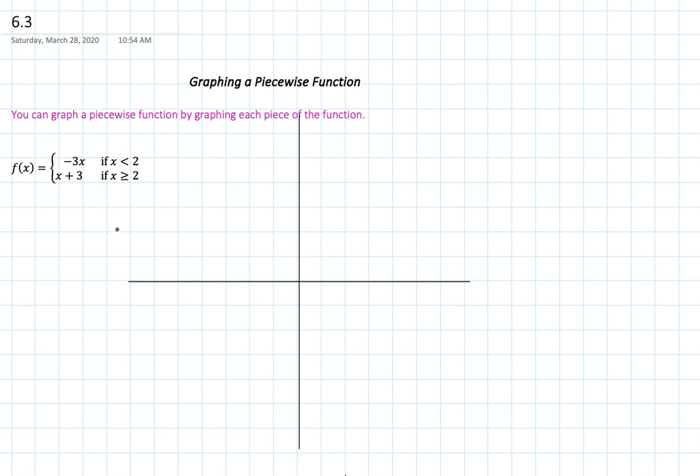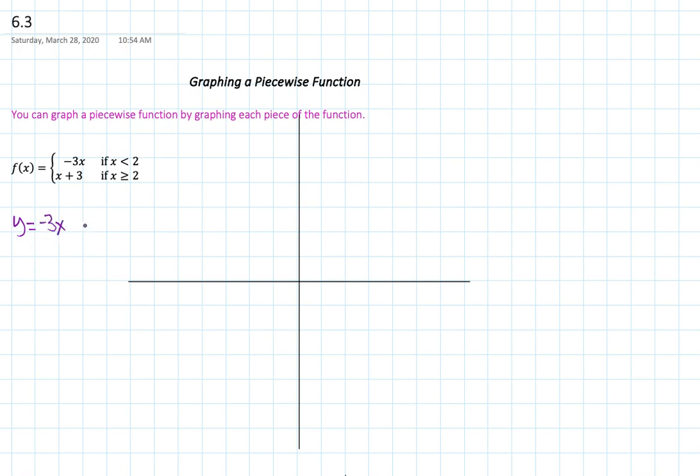So a lot of times I teach it by just graphing this rule and graphing this rule and then worrying about the domains and going through and erasing. So we can do that. Let's graph -3x. Okay, so let's think y equals -3x. How would I graph that?